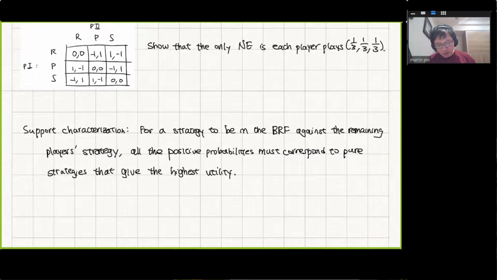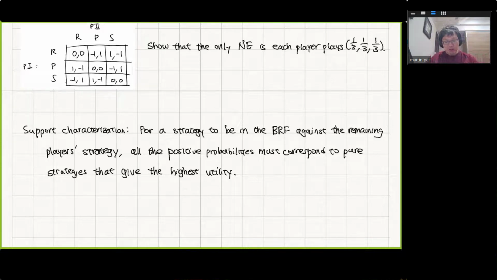So what we will do here is to show that this is the only Nash equilibrium for our game. And apparently, all three of these are positive. So essentially, what we need to show is that the only way for this to work is that playing any one of these three strategies should give you the highest utility, meaning they have the same utility.